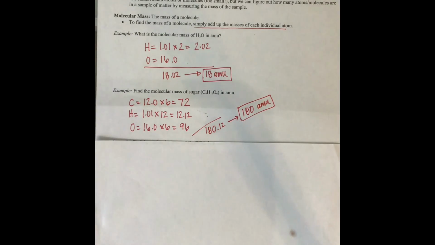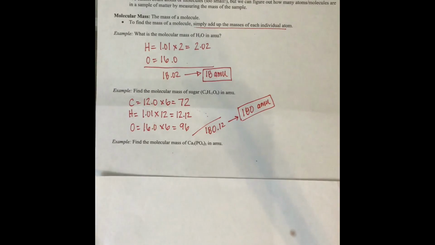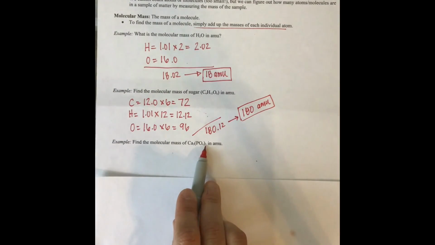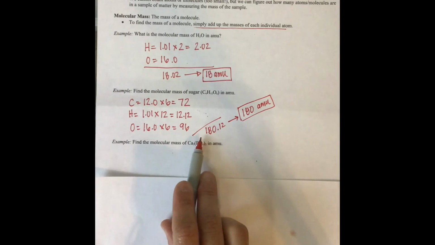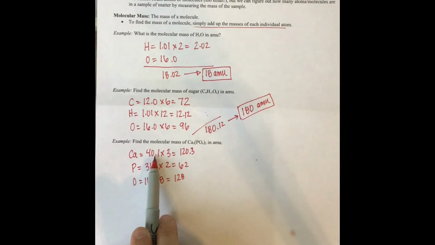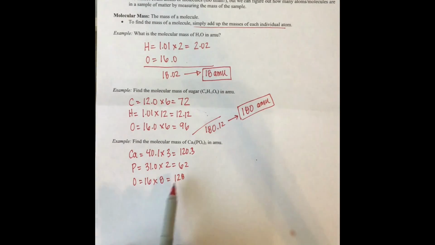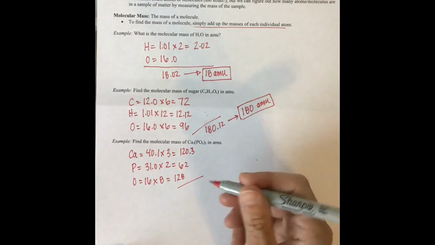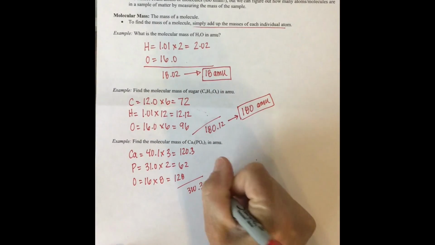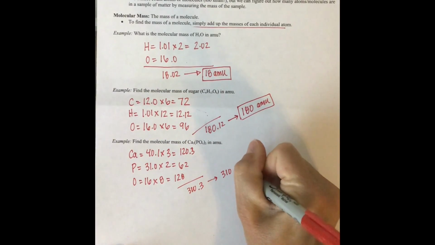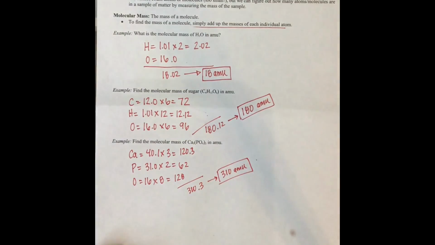Go ahead and pause this and see if you can do the last one on your own. Remember that this 2 outside the parentheses distributes to the oxygen and it distributes to the phosphorus. Okay, all right, so here's what I got. Calcium, there's 3 of them. Phosphorus, there's 2 of them. Oxygen, there's 8 of them. And my total would come out to be 310.3, or 310 atomic mass units.